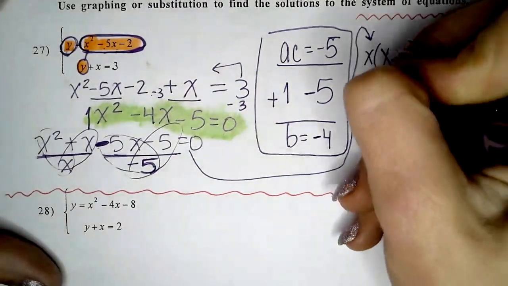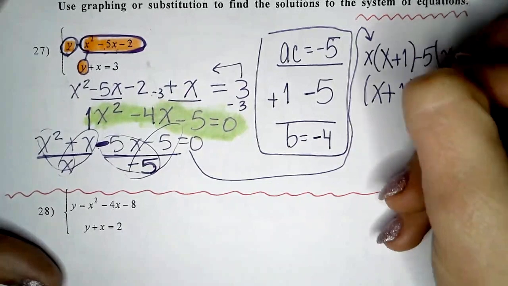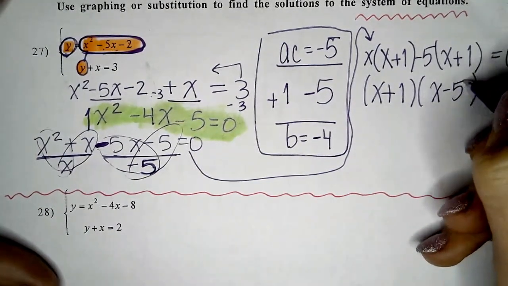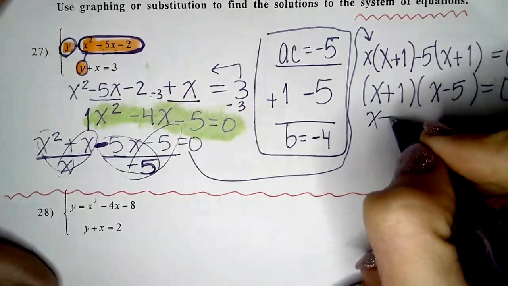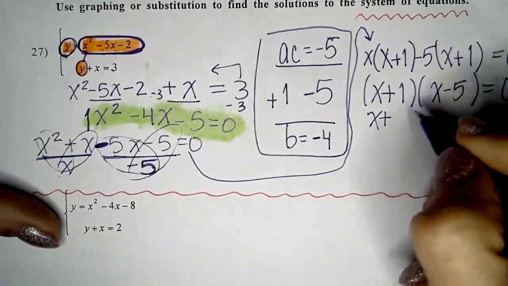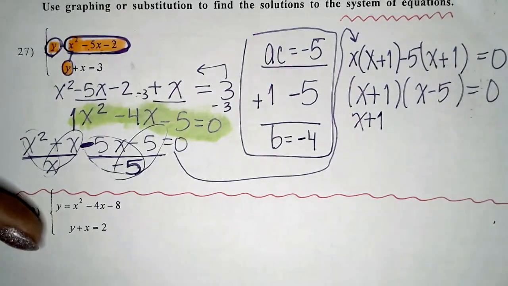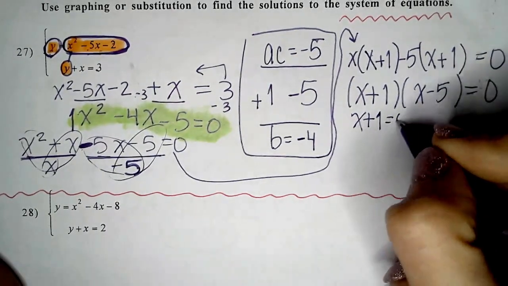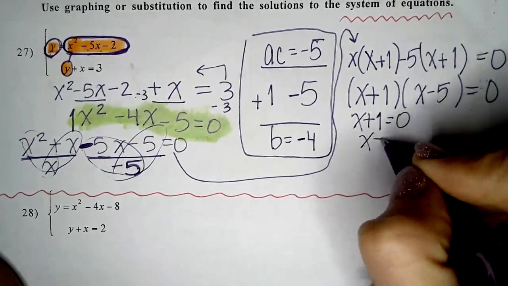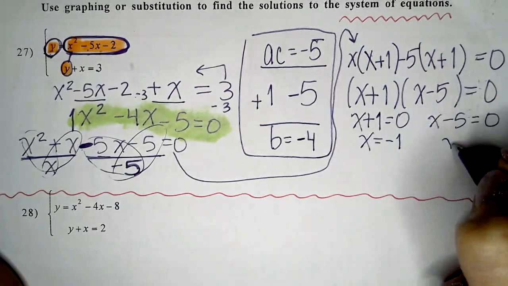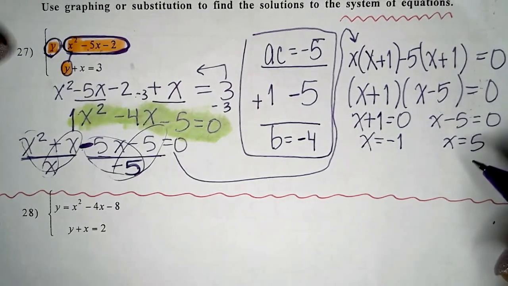Bring it up front. Here's the x plus 1. What's left inside is x minus 5. Good. So we're almost done. So if I set, what do you do next? You said we're going to do 0. Like this. Good. And then I get x equals negative 1, and then I do this one next to it, not under it.